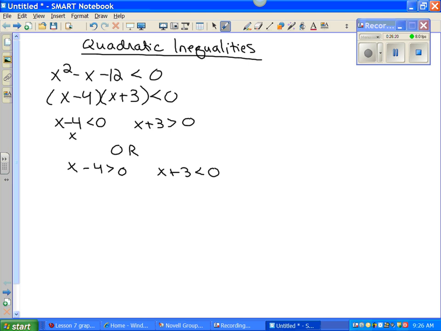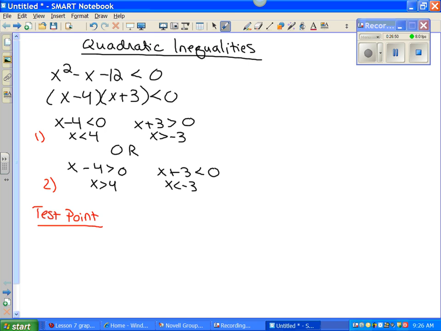So we can real quick say x is less than 4, x is greater than negative 3, x is greater than 4, x is less than negative 3, right? That's just solving for x. All right, so we have two possible sets. Here's option 1, here's option 2. Okay, we need to decide which one works. So here's how you're going to decide. You're going to do something called a test point.